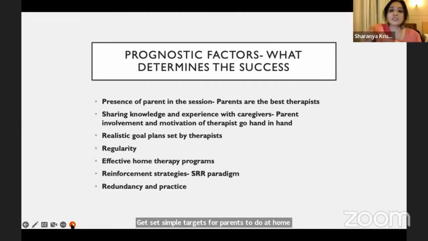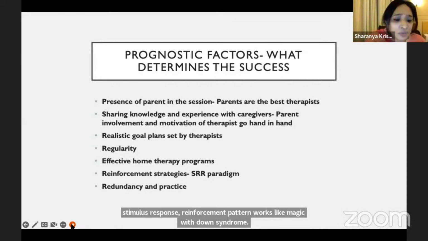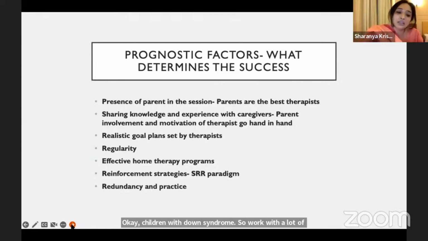The stimulus response reinforcement paradigm works like magic with children with Down syndrome. So work with a lot of positive reinforcement. Redundancy and repeated practice will surely give you success.